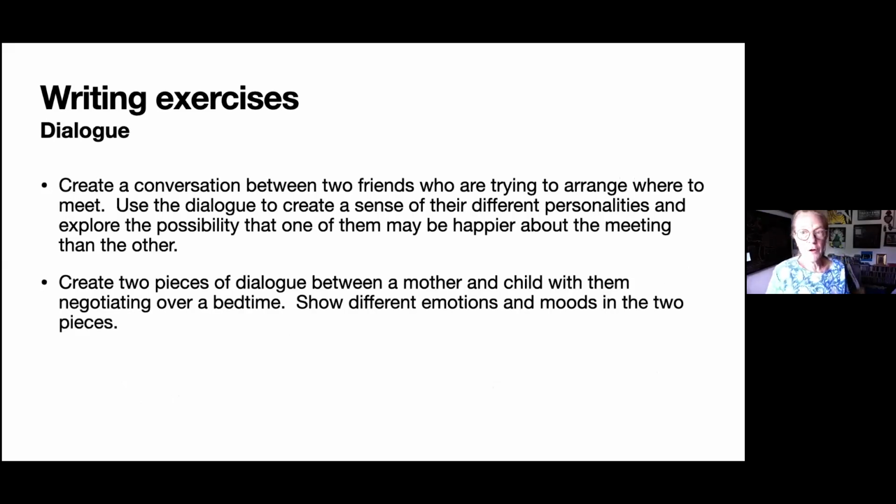And then dialogue. Create a conversation between two friends who are trying to arrange where to meet. Use the dialogue to create a sense of their different personalities and explore the possibility that one of them may be happier about the meeting than the other.